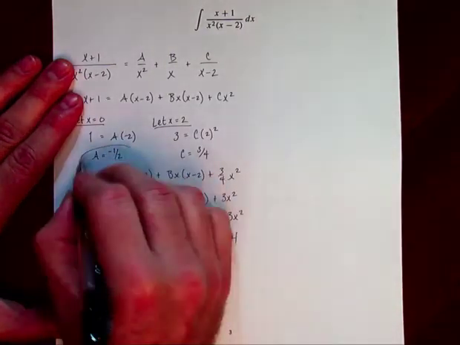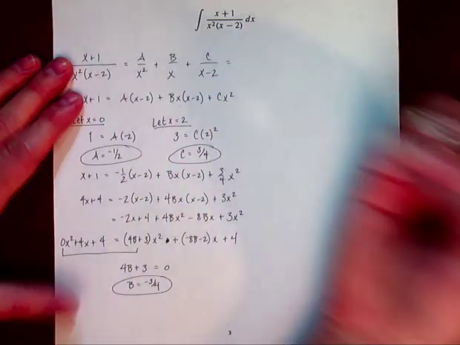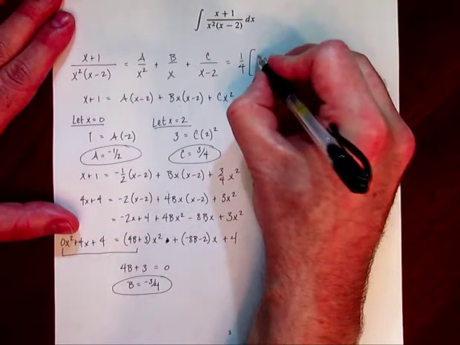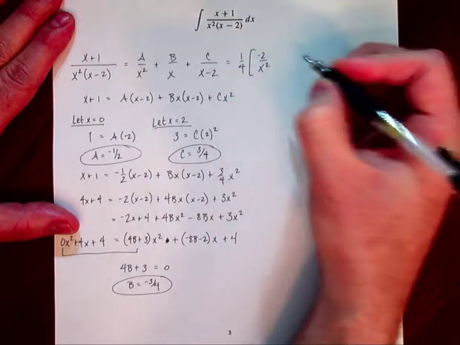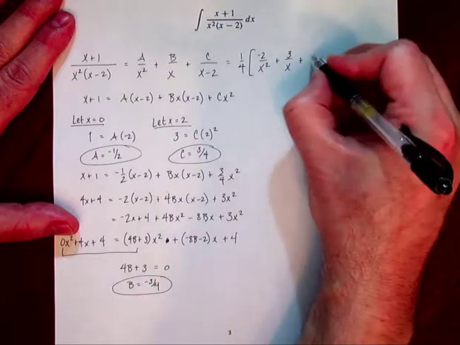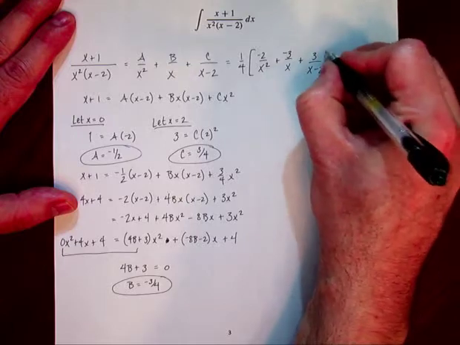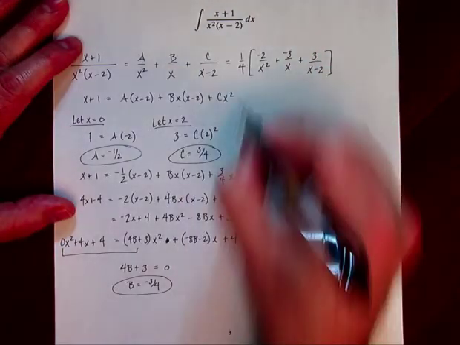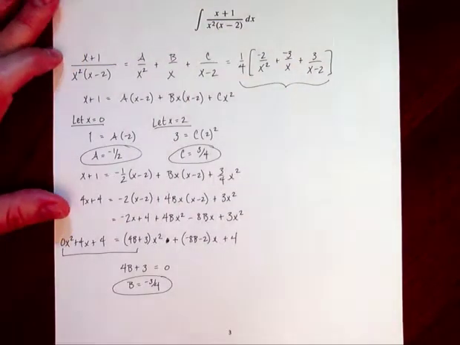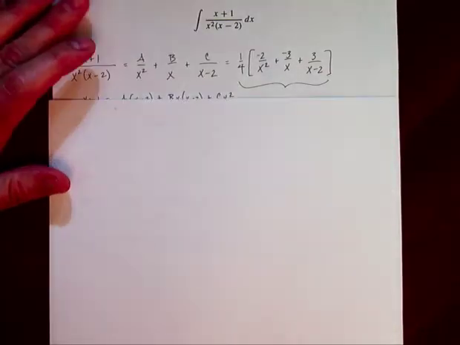So I have a, I have b, I have c. It's going to be easier if I go ahead and factor out a 1/4, and that's going to leave me with negative 2 over x squared, plus negative 3 over x, plus a positive 3 over x minus 2. This is our decomp. This is equivalent to this integrand, and therefore we can set up the integral with that in mind. So let's go ahead and do that.